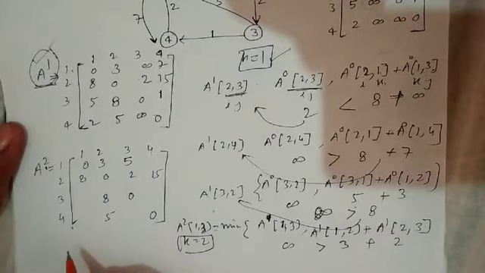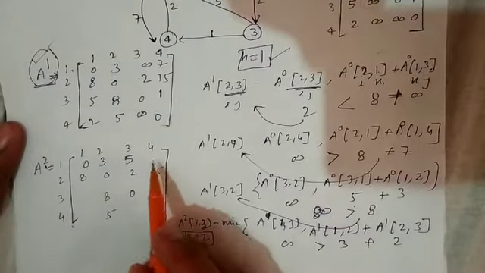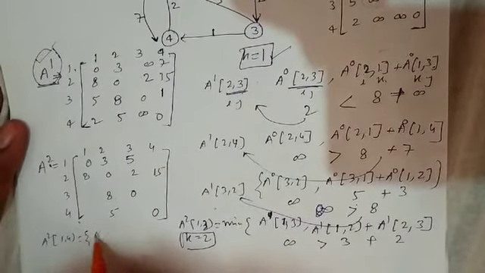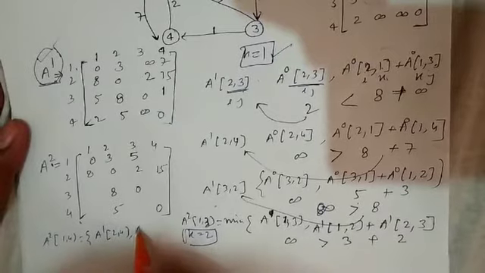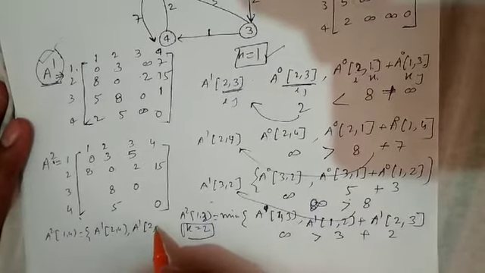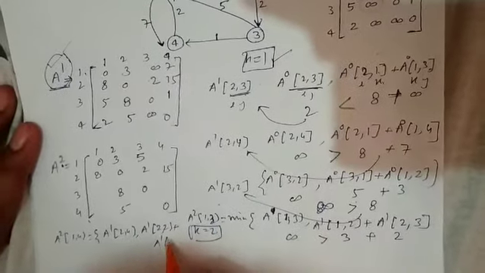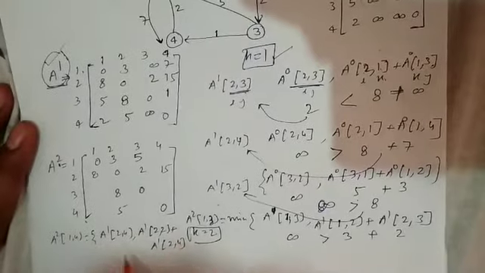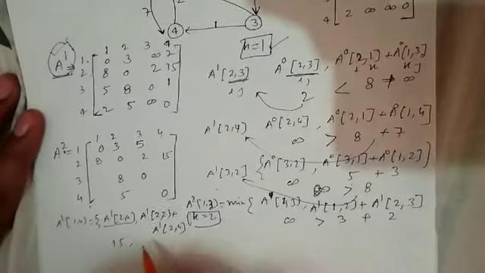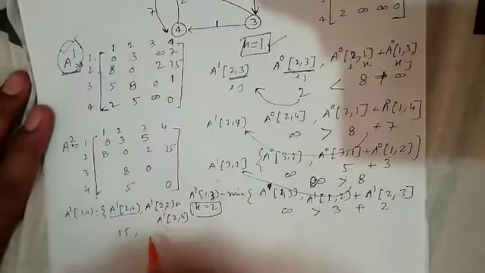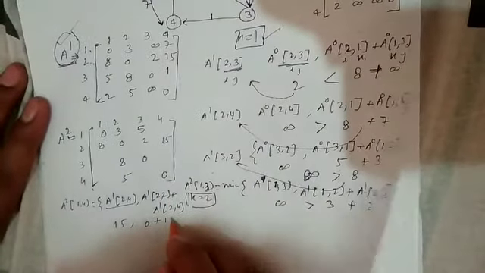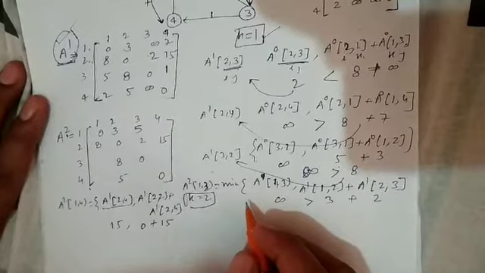Now if you want to calculate the value of A2 of 1 4, this will be the minimum of the previous matrix value of 1 4 and the previous matrix value of 1 2 plus the previous matrix value of 2 4, where the value of k is 2. The previous matrix value of 2 4 is 15.